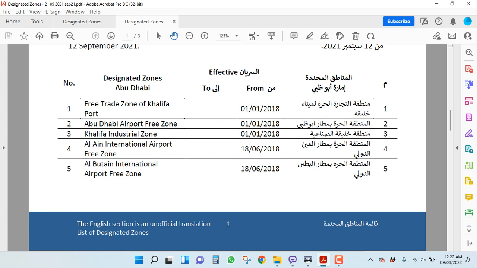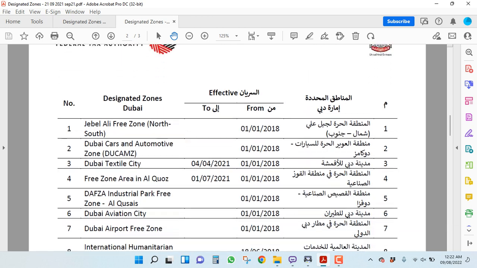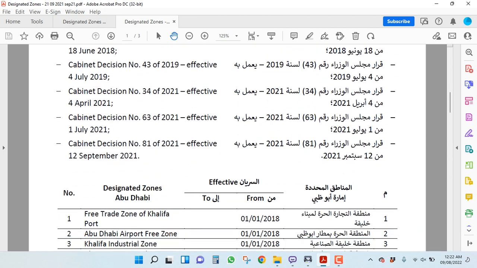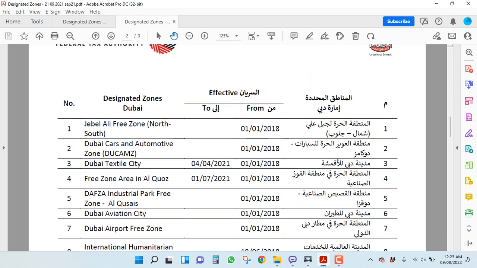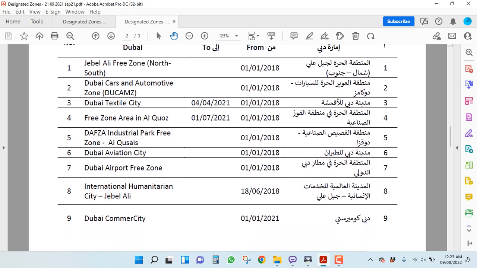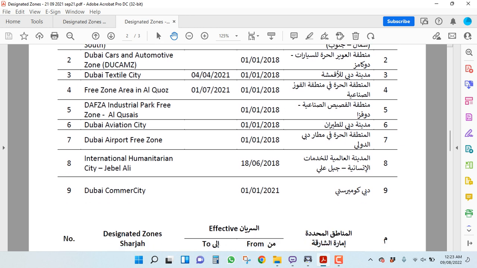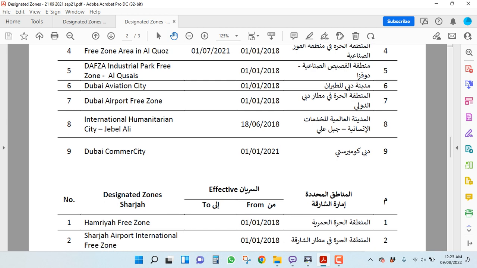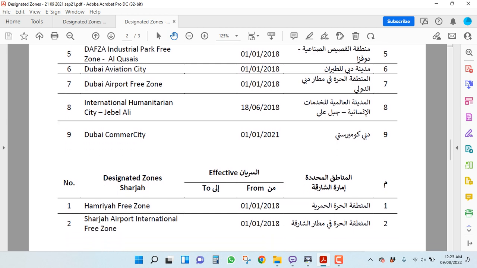In Abu Dhabi: free trade zone of Khalifa Port, Abu Dhabi Airport Free Zone, Khalifa Industrial Zone, Al Ain International Airport Zone, Al Butain International Airport Free Zone. In Dubai, you can check all the free zones: Jebel Ali, Dubai Cars, Dubai Textile Free Zone area in Al Quoz, DAFZA, Dubai Aviation City, Dubai Airport Free Zone, International Humanitarian City, Jebel Ali, Dubai Commerce City.